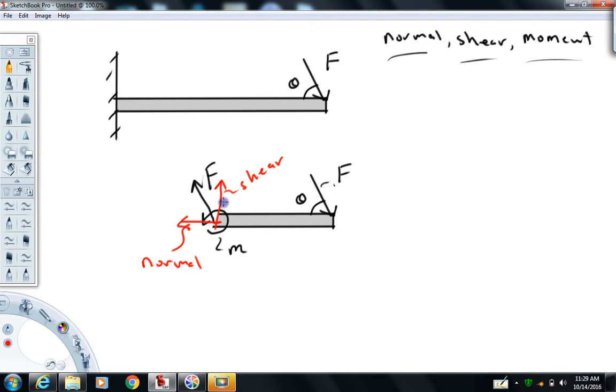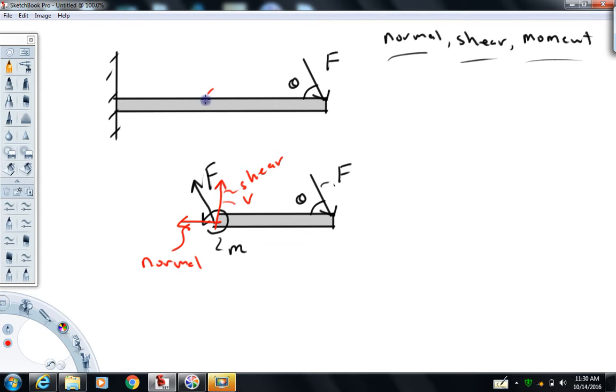Most books use the letter V to represent shear forces. And if I knew this force F, I could easily find the normal force by summing forces in the x direction. That would give me the normal. I could then sum forces in the y direction to get the shear force. I could then sum moments about this point to get the internal bending moment. So that's a little bit about bending moments in internal forces. They're pretty easy to find.